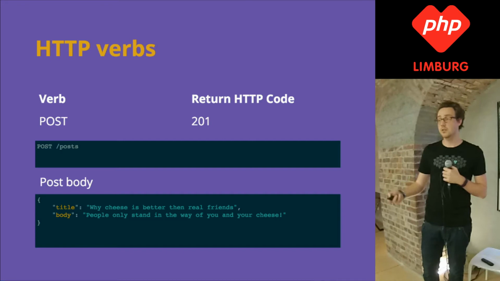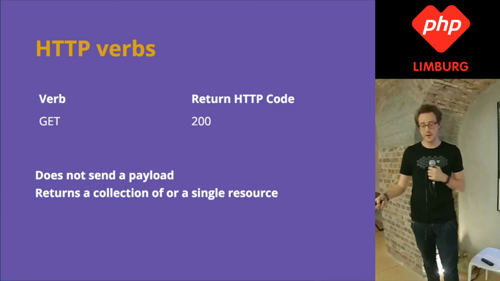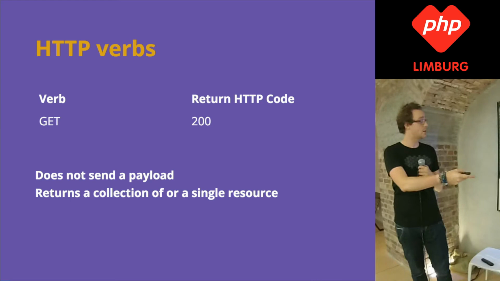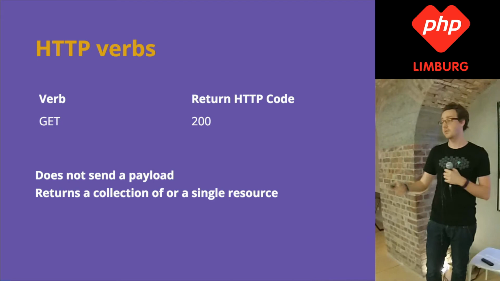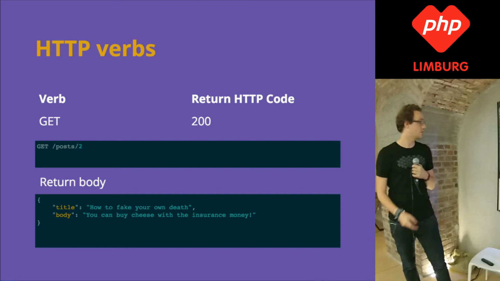Okay, get. This is just how you receive data from a server. Good old get. You can send parameters along, we'll cover that later. And this is just how a normal web page works. So you don't send a payload along. It returns a collection or a single resource. The resource doesn't have to be JSON or XML. It can be HTML. It can be actually anything you like. So here you have a get. Here we're going to get the post with ID 2. It just returns the title and the body, the same one we sent earlier.